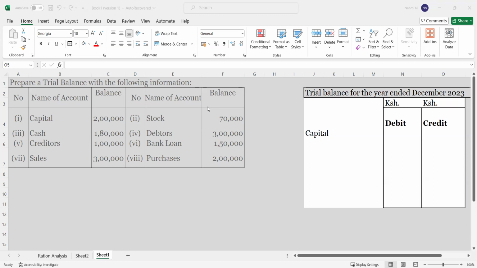So what is a trial balance? A trial balance has two columns. One is debit, the other column is credit. We have them here, credit and debit. The reason why an organization ought to generate a trial balance is that it helps the organization to check on errors.